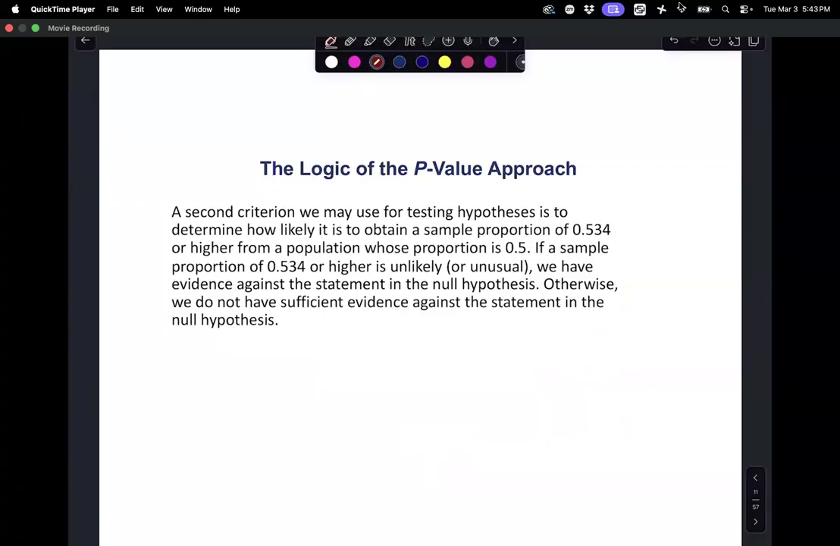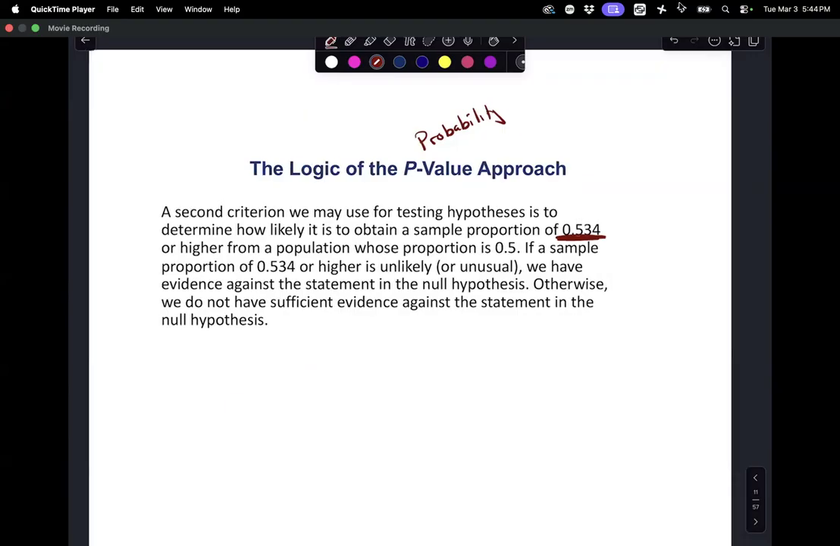So let's jump into the p-value. P-value is just probability. They call it a p-value, but it just means probability. So our other way of doing this, we determine what is the probability of getting this proportion if the actual proportion is 50%? Let me show you what that looks like.